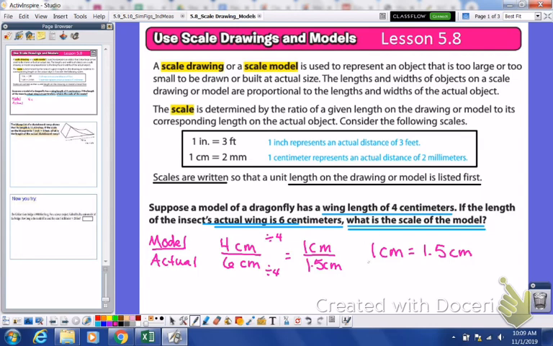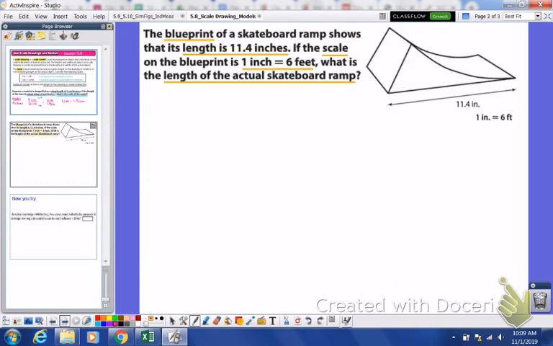Now again, if you look at this, obviously it makes no sense because we know that 1 centimeter does not equal 1.5 centimeters. But we're talking about a scale here. On our model, if you measured 1 centimeter on the model, that would represent 1.5 centimeters on the actual dragonfly. Now, those are pretty close, so let's look at something that's not quite so close.